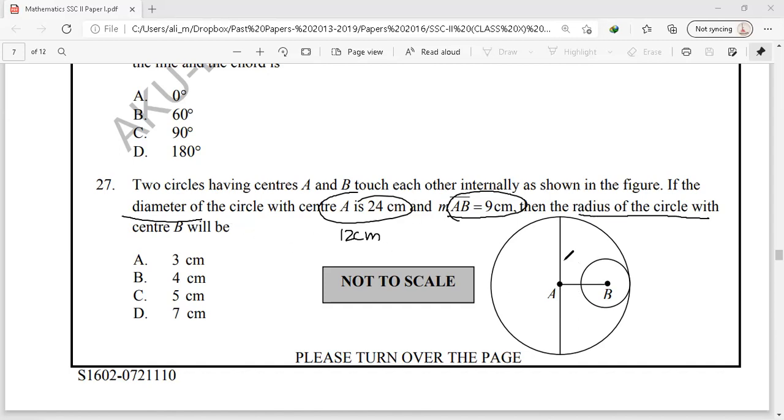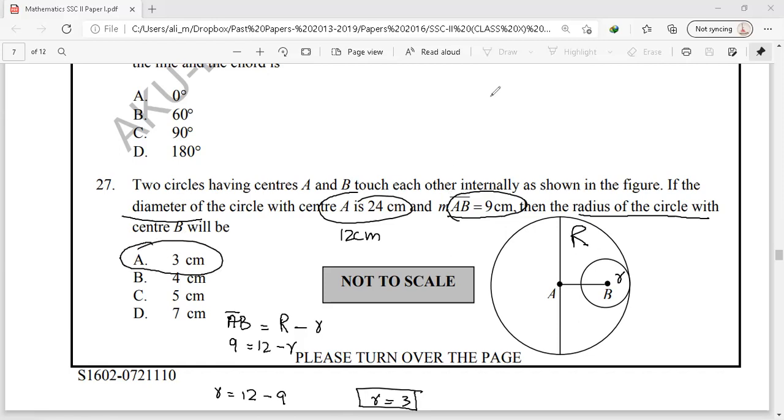Let's say the radius of the greater circle is R and the smaller circle is r. According to our theorem, if two circles touch internally, the distance between their centers is equal to the difference of their radii. So the radius of the greater circle is 12, the smaller one we have to find out, and the distance between them is 9. So 9 equals 12 minus r. So r equals 12 minus 9, so the value of r equals 3. So for question number 27, the correct option is option A.